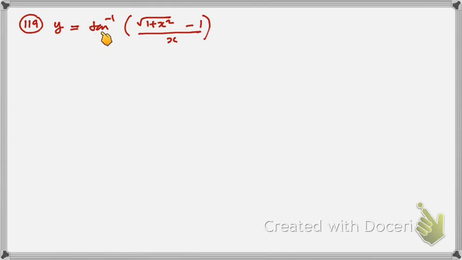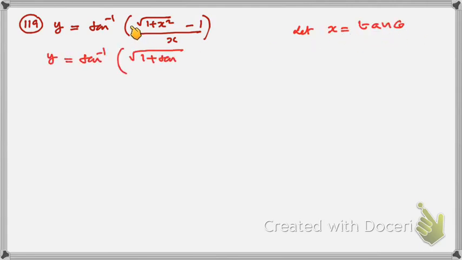Y is equal to tan inverse of root of 1 plus x square minus 1 by x. Again, there is no direct trigonometric formula available for tan inverse in this pattern, but it involves 1 plus x square. When there is no direct trigonometric formula available, and if it involves 1 plus x square, put x is equal to tan theta. We say let x be equal to tan theta. So your question becomes y is equal to tan inverse of root of 1 plus tan square theta, minus 1 by x. X is tan theta.